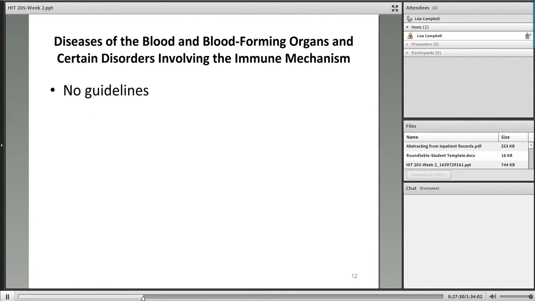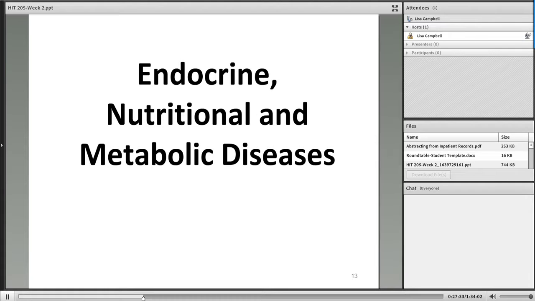Okay, so our last chapter for today is endocrine, nutritional, and metabolic disorders. One thing I would like to note about this chapter: while the guidelines really focus on diabetes, there's more than just diabetes in this chapter. For example, we have codes for dehydration. We have codes for conditions like hyperkalemia. So any type of endocrine, metabolic, and nutritional disorders, that's what you're going to see in this chapter.